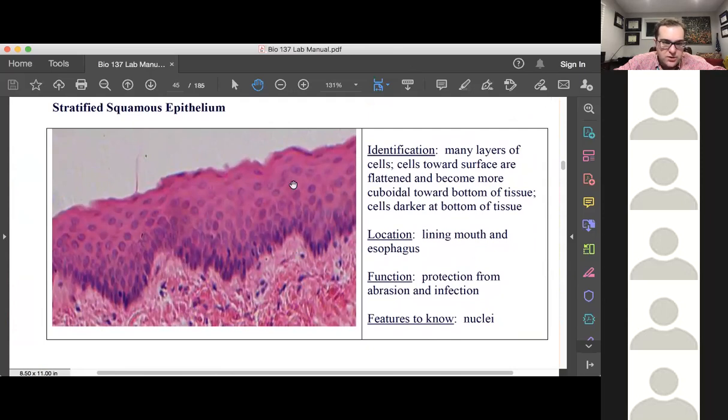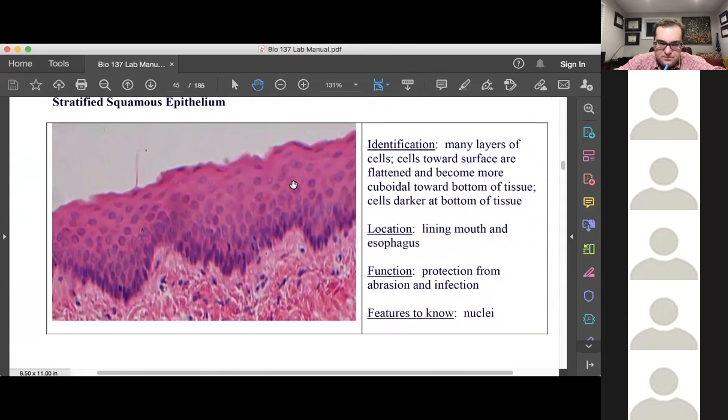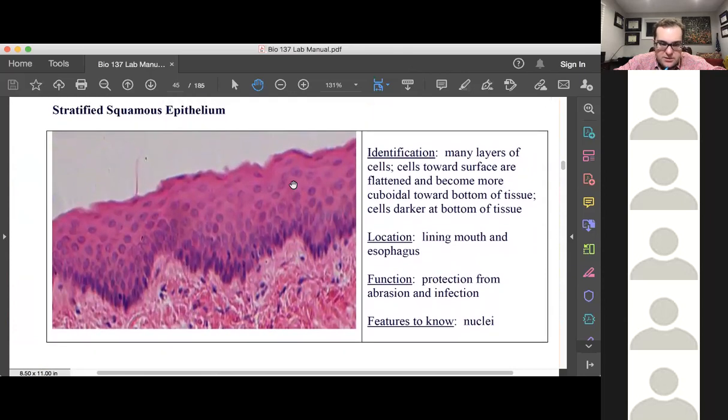All right, so stratified squamous epithelium. It's all about epithelium. I cannot think of anything that is interesting here to talk about other than it is the same thing we've been covering. We have the nuclei here in the dark purple.